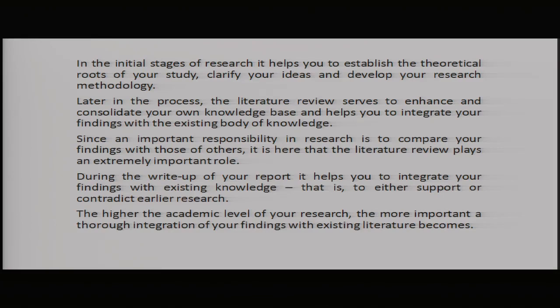During the write-up of your report, it helps you to integrate your findings with existing knowledge. That is very important. When you are going to find something new, you should have some backup. When you are comparing with the existing research or existing literature, then it gives the confidence, it gives the validation that your work is authentic.